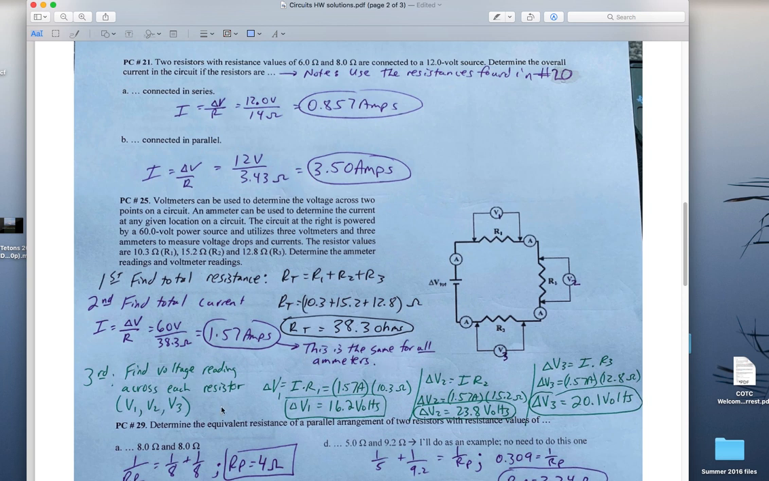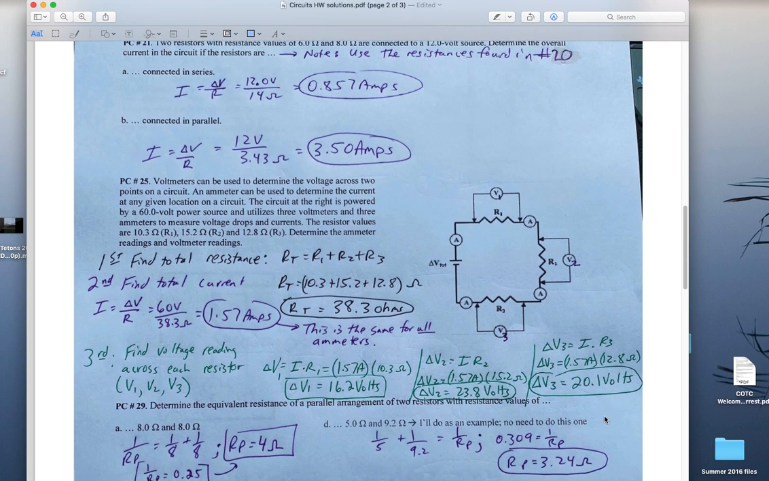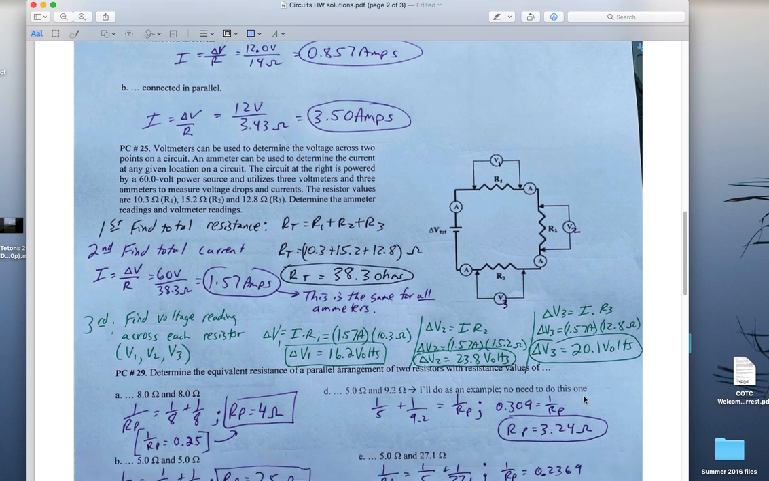Finally, to find the voltage reading across each resistor, we're going to use Ohm's law and rearrange that. So that's potential difference, or delta V, equals I times R1, I times R2, I times R3. Current's the same everywhere. This comes out to about 16.2 volts, 23.8, and 20.1 volts. As with all this, the answers in this worksheet, depending on how you round, like this was really 1.566, I think, amps, your answers could be a little different.